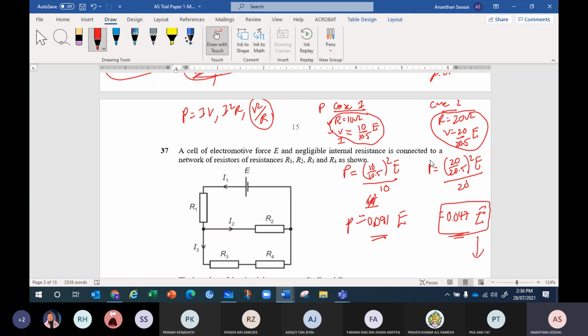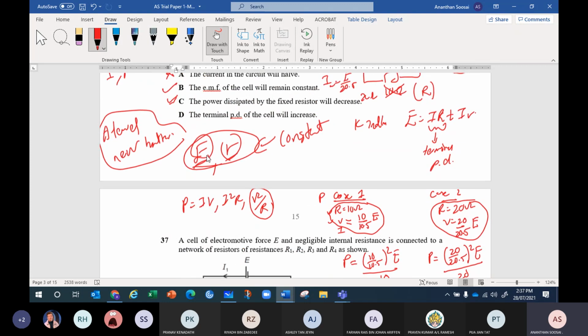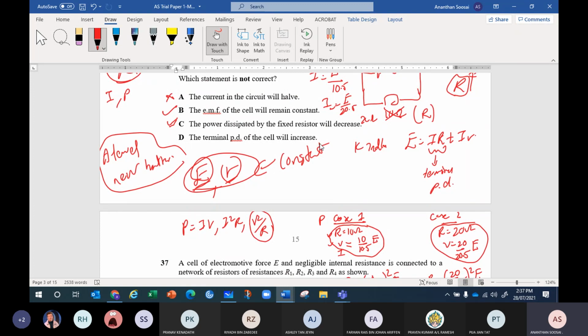That's the ratio of resistance. When the load gets big, it takes more voltage, so the terminal PD gets big. So D, the terminal PD of the cell will increase. Yes, correct. So the answer is A.